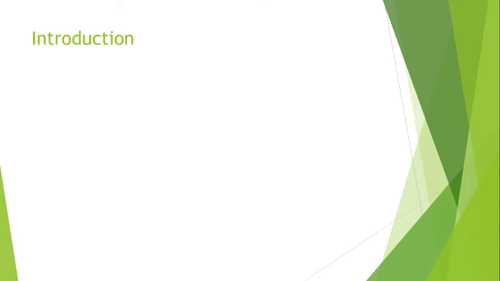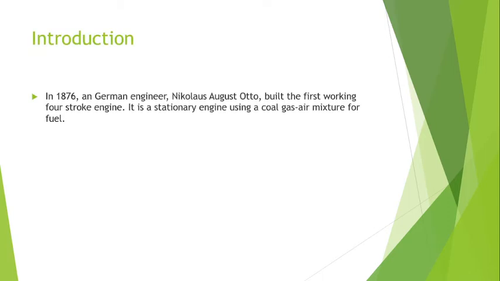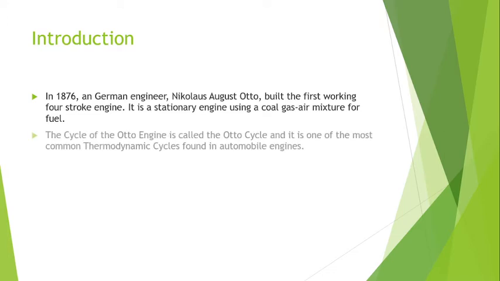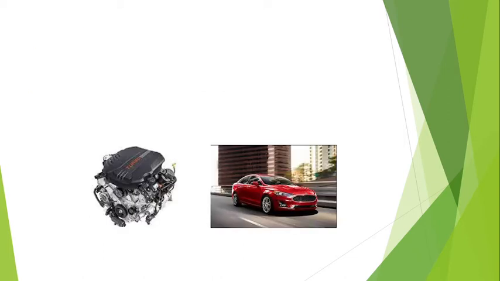So, introduction first. The Otto cycle was invented in 1876 by a German engineer named Nikolaus August Otto. He built the first working four-stroke engine, a stationary engine using a coal-gas-air mixture for fuel. The cycle of the Otto engine is called the Otto cycle, and it is one of the most common thermodynamic cycles found in automobile engines.